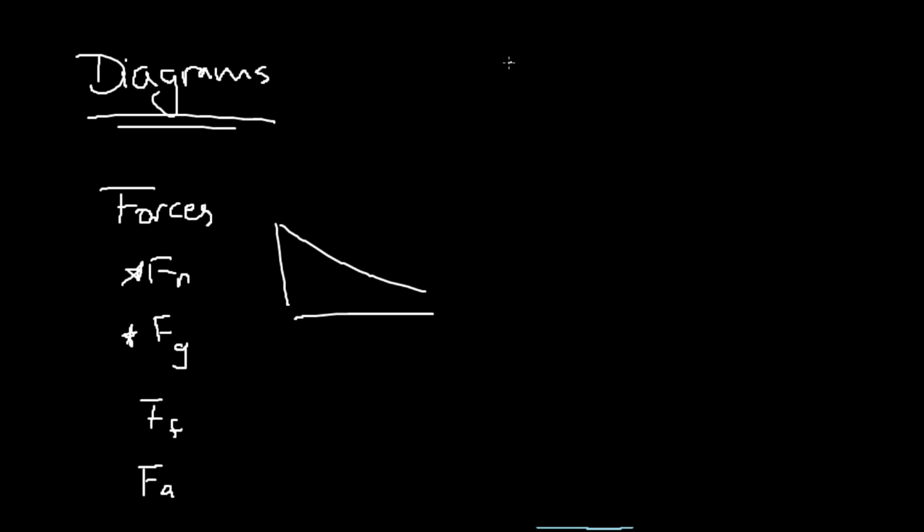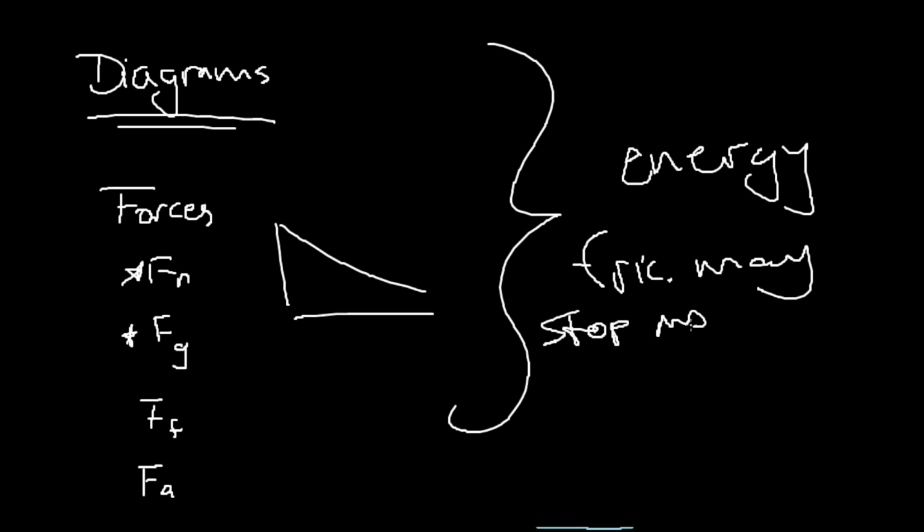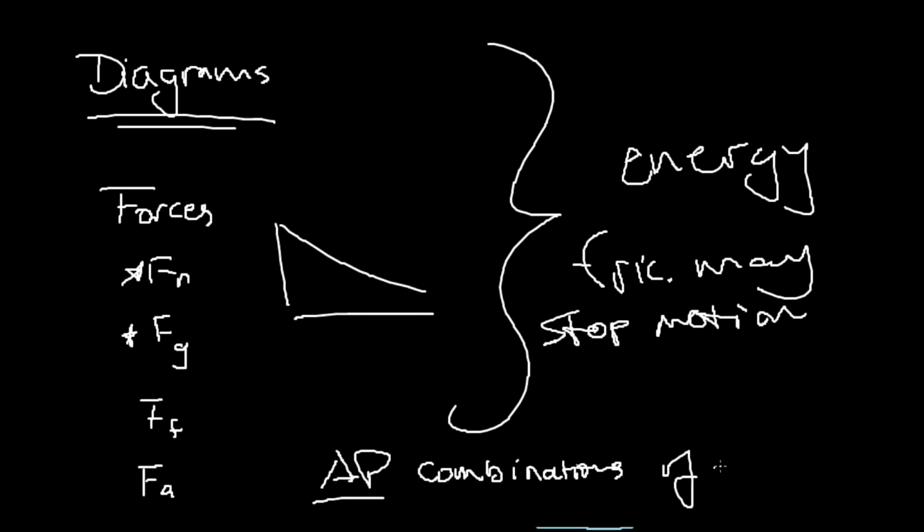So you can also, as we discussed, use energy to help with some of these ramp problems. And friction may stop motion from happening, as we discussed in another one of the problems. And on the AP exam, you often have combinations of concepts. So keep an eye out for that.